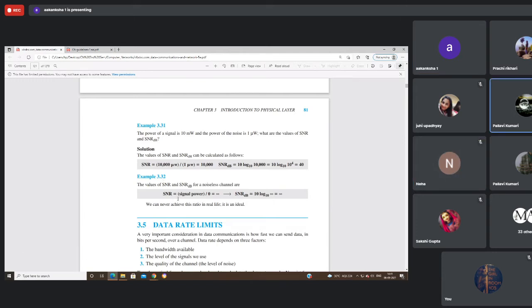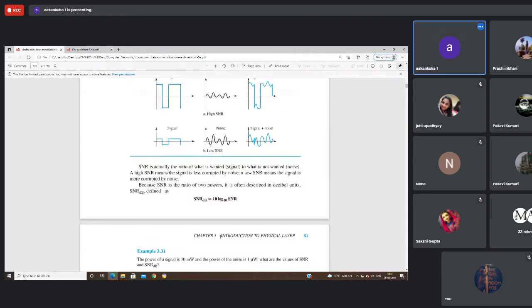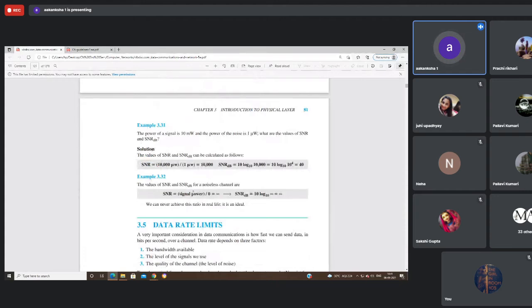Yes, because we say this is for a noiseless channel. Noiseless means there is no noise. The SNR formula says average signal power upon average noise power. So the signal power is, suppose, P, and the noise power is 0, because noiseless means there is no noise power. The signal power can be any value P. So any value upon 0 is infinity. So that will be infinity.